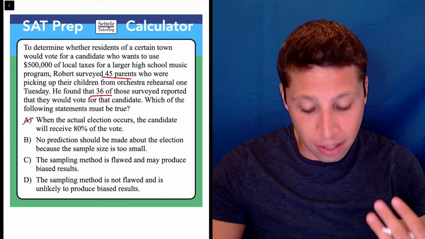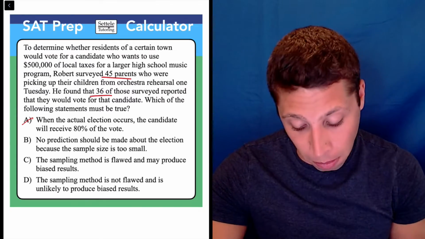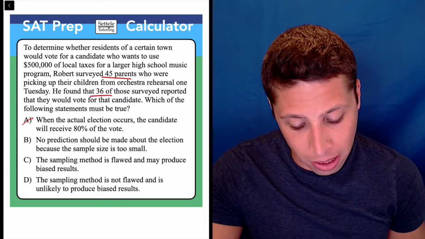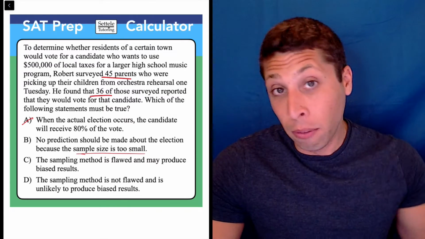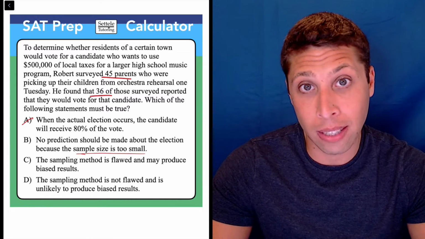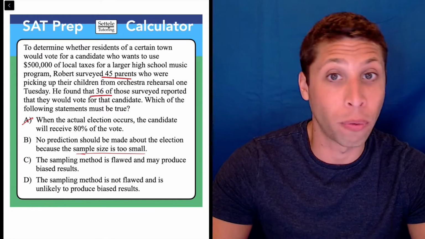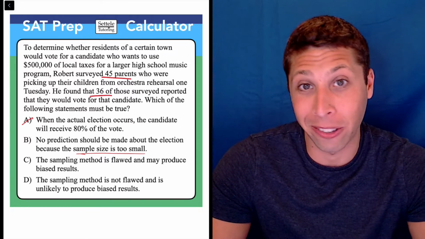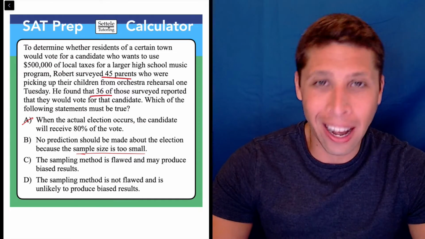But let's look at B, because this seems to get to something that could be a problem. No prediction should be made about the election because the sample size is too small. Well, 45 is not a lot of people, and I don't know how many people are in the town, so it doesn't really seem to me like I have a good sense of whether 45 is big or small. Maybe there's only 100 people in the town. I don't know. But that's unlikely.